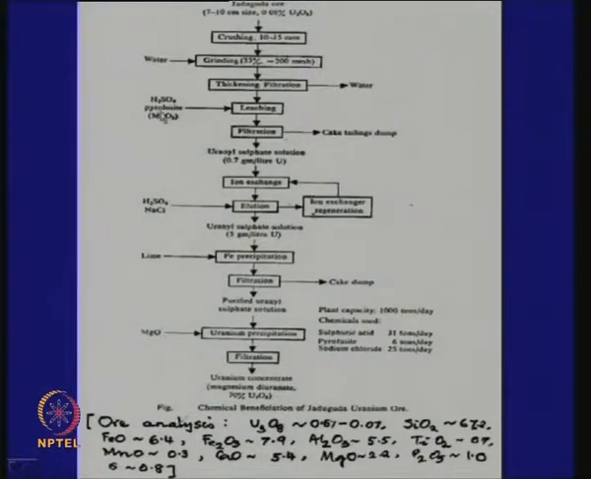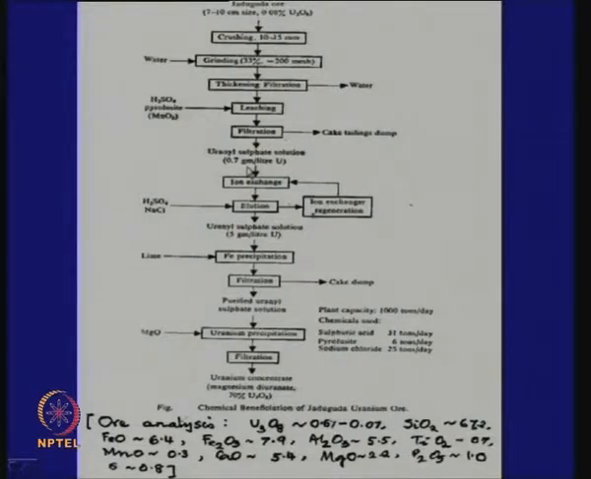Sulfuric acid, why do we put pyrolusite, MnO2? MnO2 is an oxidizing agent, so it makes the action of the acid even stronger. Then we will have filtration: a cake, which is the insoluble material, will go, and uranyl sulphate will be in solution.